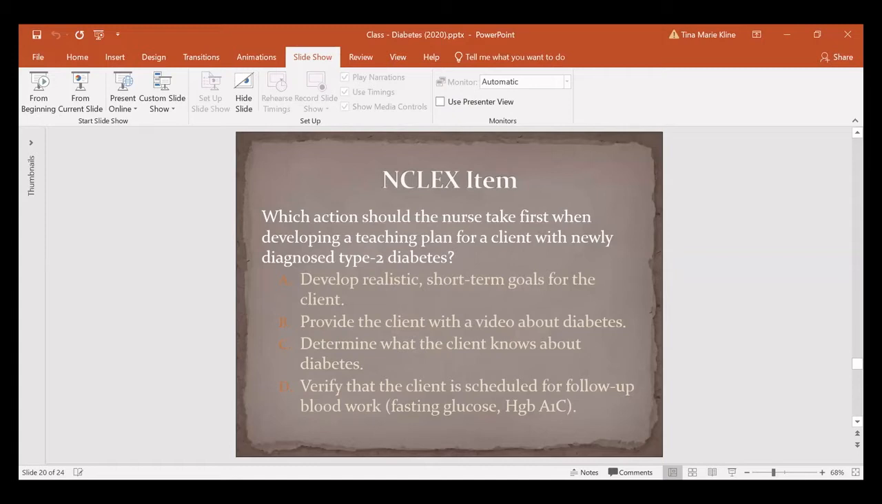Think about it. Determine what the client knows about diabetes. Okay, so we are assessing. It's a good place to start. If somebody has at least some baseline knowledge of diabetes, you can check their understanding for accuracy, kind of reinforce that and build from there, versus somebody that has maybe heard the term but has no idea what it means.